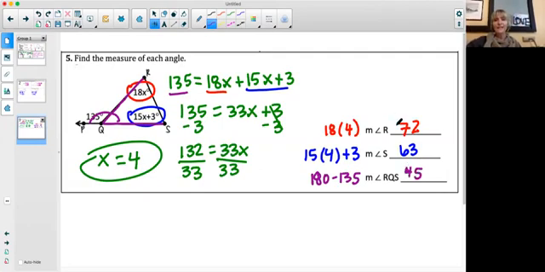The very last thing I would do, just to make sure I didn't mess anything up, is add up those three angle measures. I'll let you guys double check my work, because when you add those up, what should they add up to? Triangle angle sum theorem says they should add up to 180. So if they do, then we feel good about all our work. If they don't, we need to go back and check something.